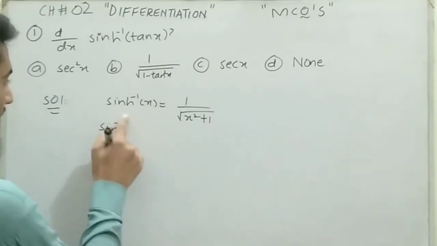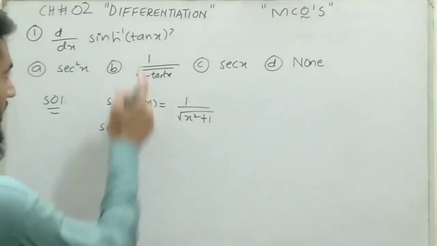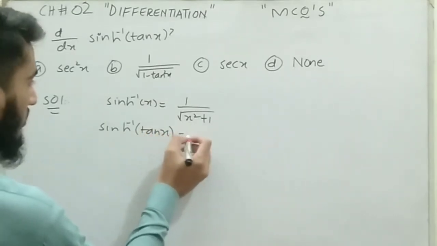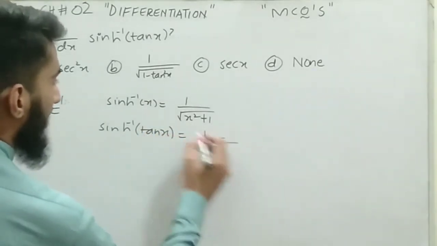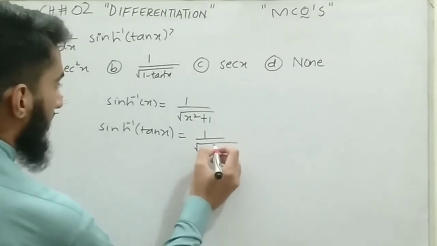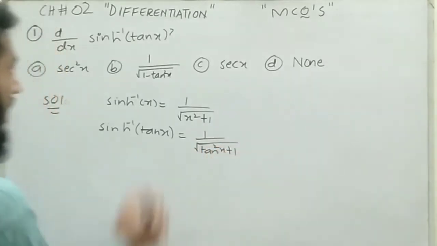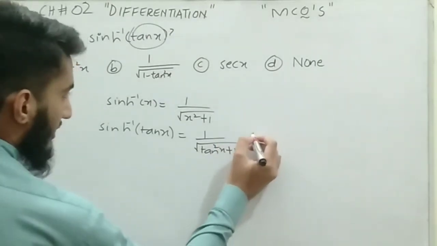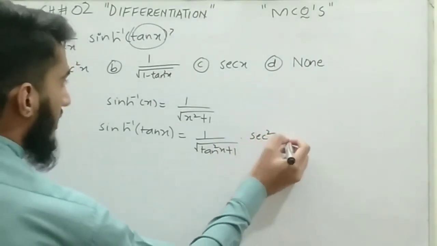So it becomes sine hyperbolic inverse of tangent x. Our x is tangent x, so we replace x with tangent x. It becomes 1 over the square root of tangent square x plus 1. Also take the derivative of the inner function tangent x. Remember, the derivative of tangent x is always equal to secant square x.